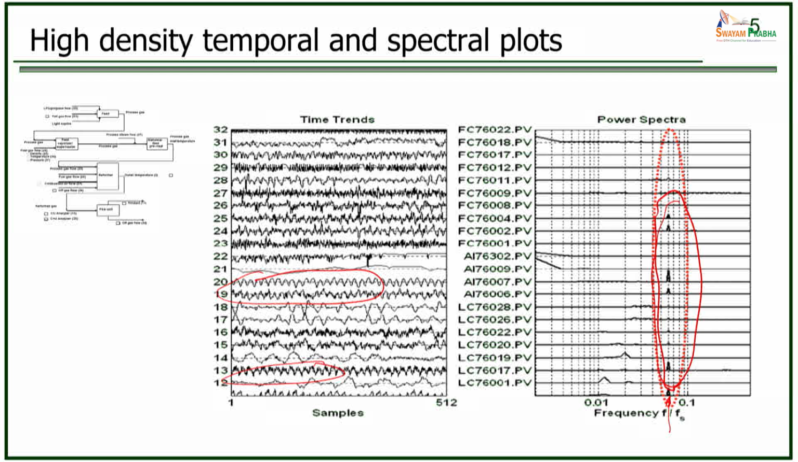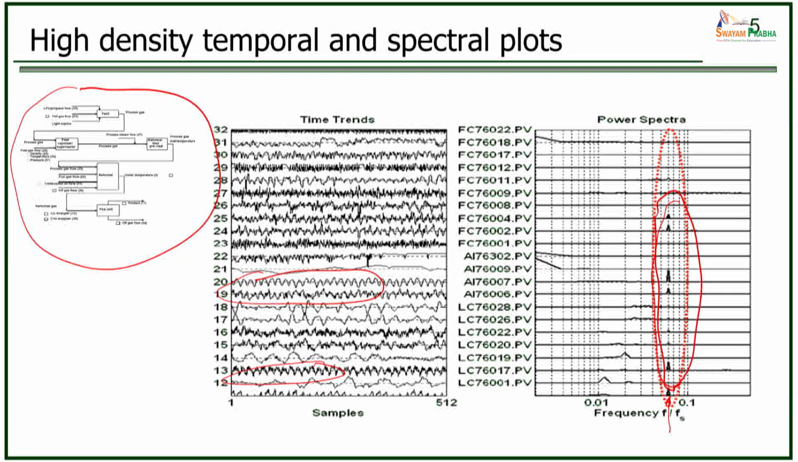And on the top left hand side, I show you a layout of the process. And the intent of this exercise in data visualization is to try and find out what, if any, of these variables are the root cause variables which are causing these oscillations that are propagating throughout the plant.